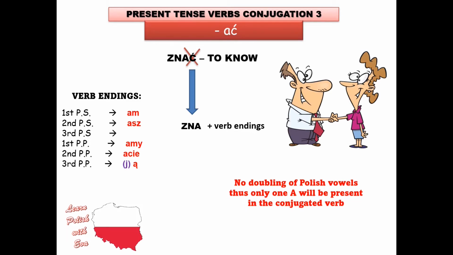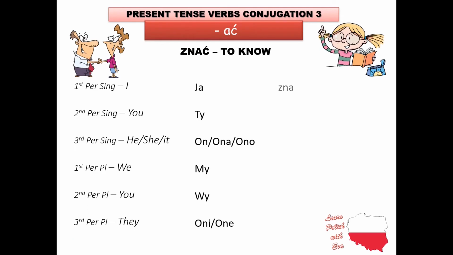So how the verb znać will look. We have the stem zna, we add m, which is the ending for this one, so we have the verb znam. That's how we conjugate it, as we can see here. So, ja znam. Ty znasz. On, ona, ono zna.